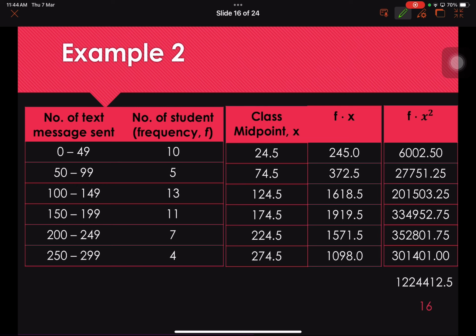Okay. And summation of fx square, guys. You should have 1224412.5. And summation of fx is correct, 6825. And the formula is up there. So s square equals 1224412.5 minus 6825 power 2 divided by 50, overall divided by 49, and the answer should be 5975.51.